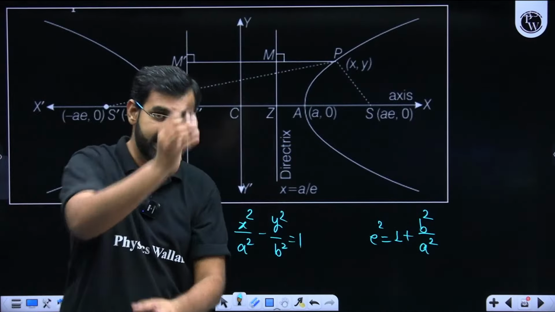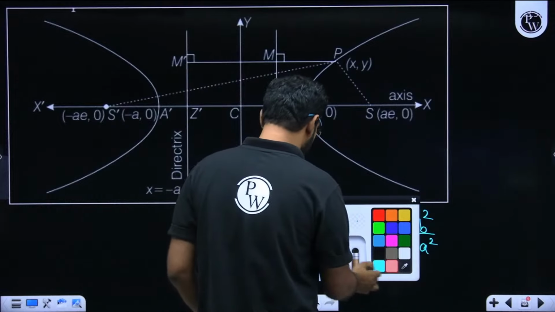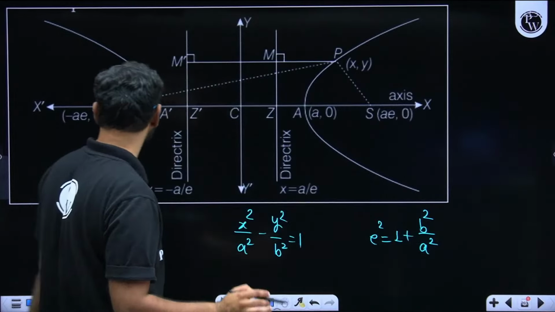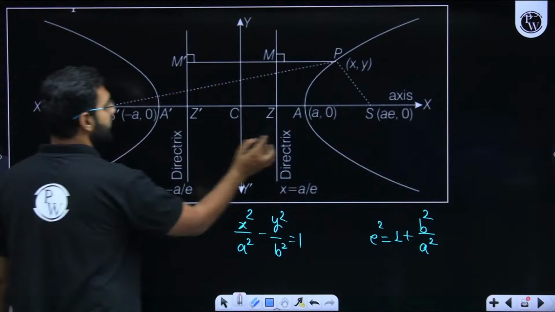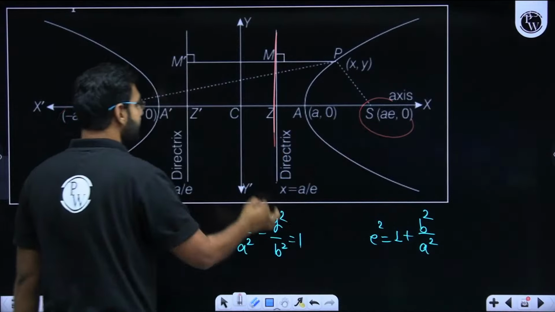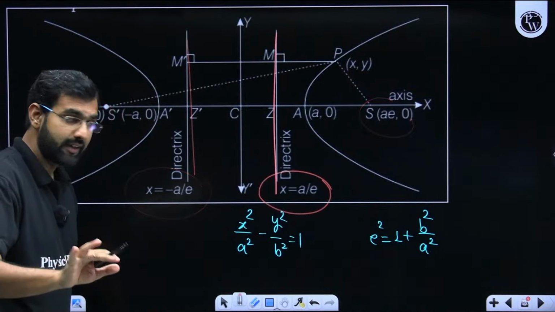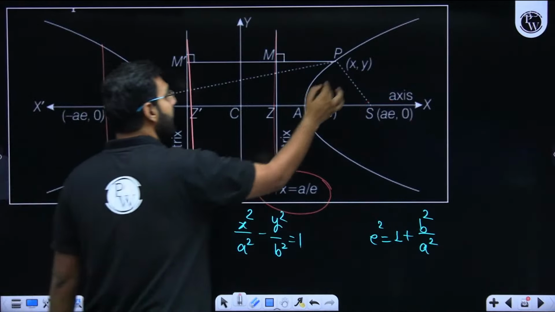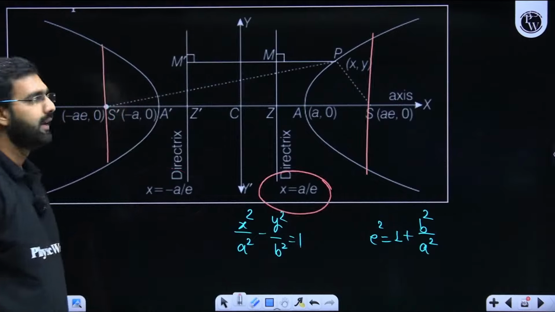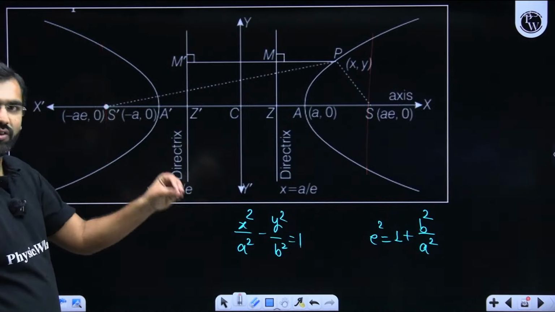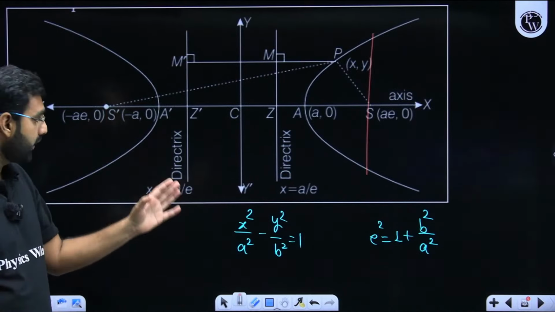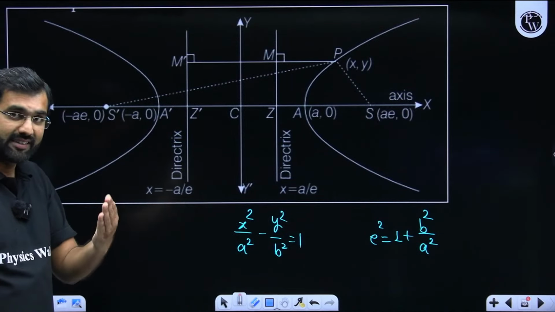It rotates. Now, if I talk again about these results which we have just been discussing, again, foci are (minus ae, 0) and (ae, 0). The directrices are x equals minus a by e and x equals a by e. The length of latus rectum is again 2b square by a. I hope you are understanding it very clearly. And apart from that, yes, PS upon PM is always eccentricity, which is greater than 1 for hyperbola. For ellipse, it is less than 1.